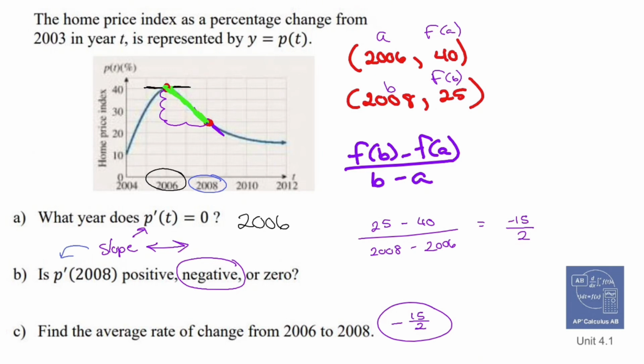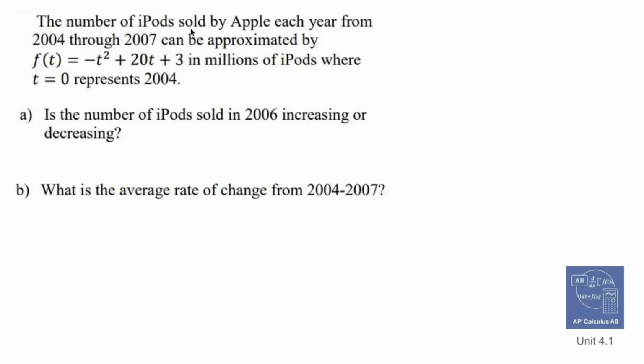Lots of derivative stuff, but also lots of fun. The number of iPods sold by Apple each year from 2004 through 2007 can be approximated by this formula right here. It's a quadratic in millions of iPods where t equals 0 represents 2004. Lots going on here. So I know that this is a parabola, and when graphed it's going to look like this. What I don't know is where things change, and that's going to help me understand A and B.